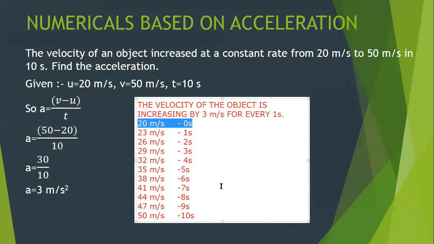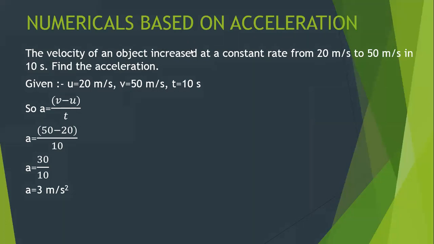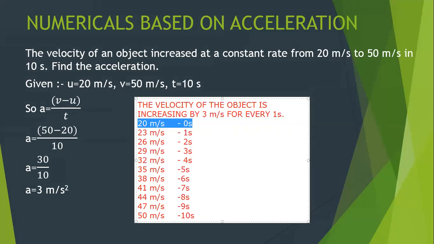Class, are you getting it? What's the meaning of the word meter per second square? Are you getting the idea of this meter per second square, class? Please type in the chat box. All of you getting it, beta? What is the meaning of this word meter per second square? It means that the velocity is increasing by 3 meter per second for every 1 second.